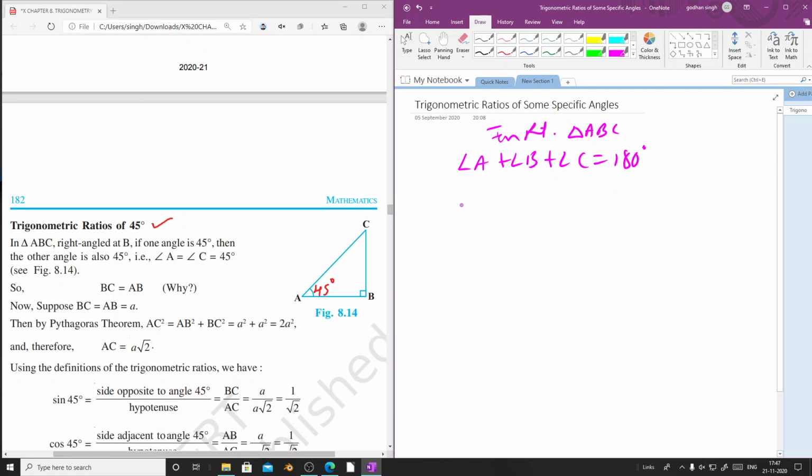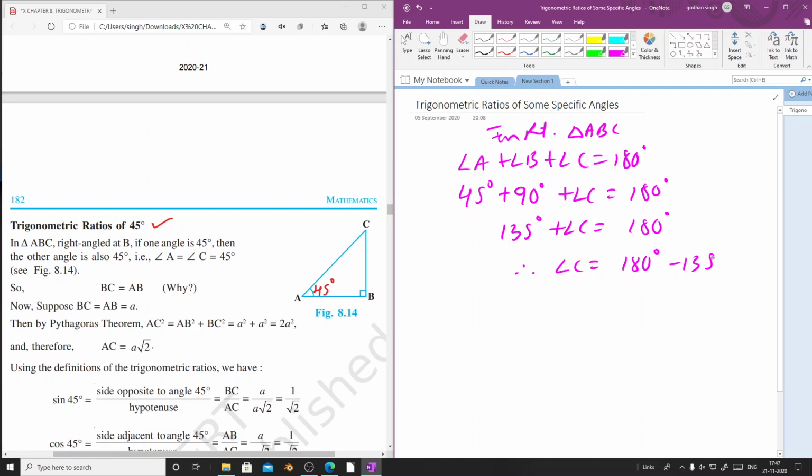So in this angle A is 45 degree, so we will replace angle A with 45 degree. Angle B is 90 plus angle C equal to 180 degree. So 45 plus 90, that will be 135 degree, plus angle C equal to 180 degree. Therefore angle C will be equal to 180 minus 135 degree, and that will give you angle C as 45 degree.